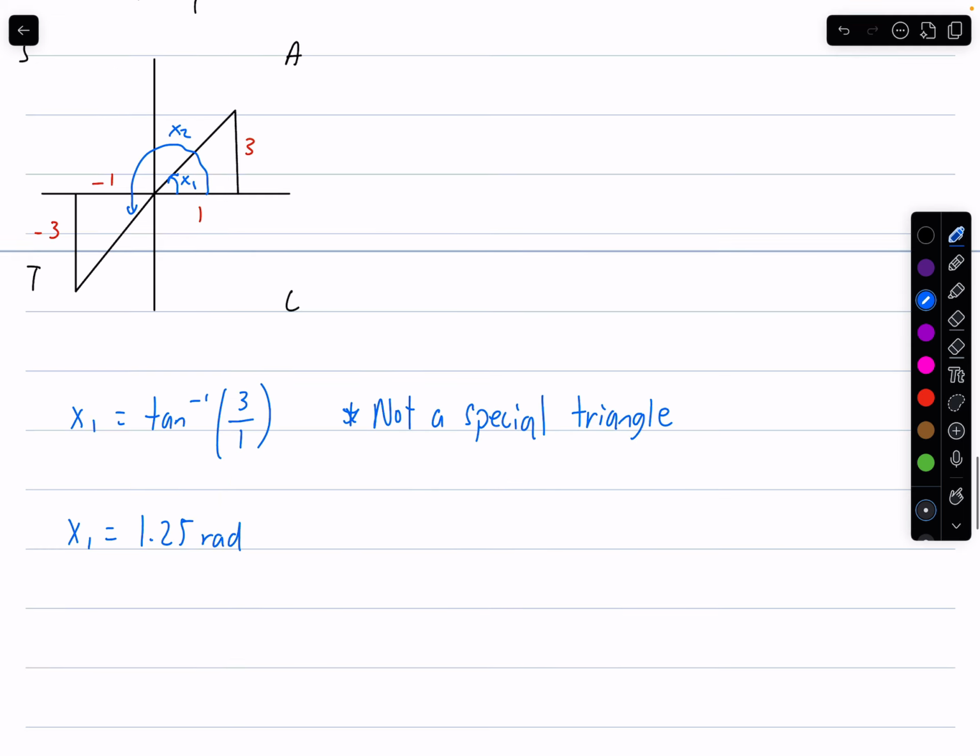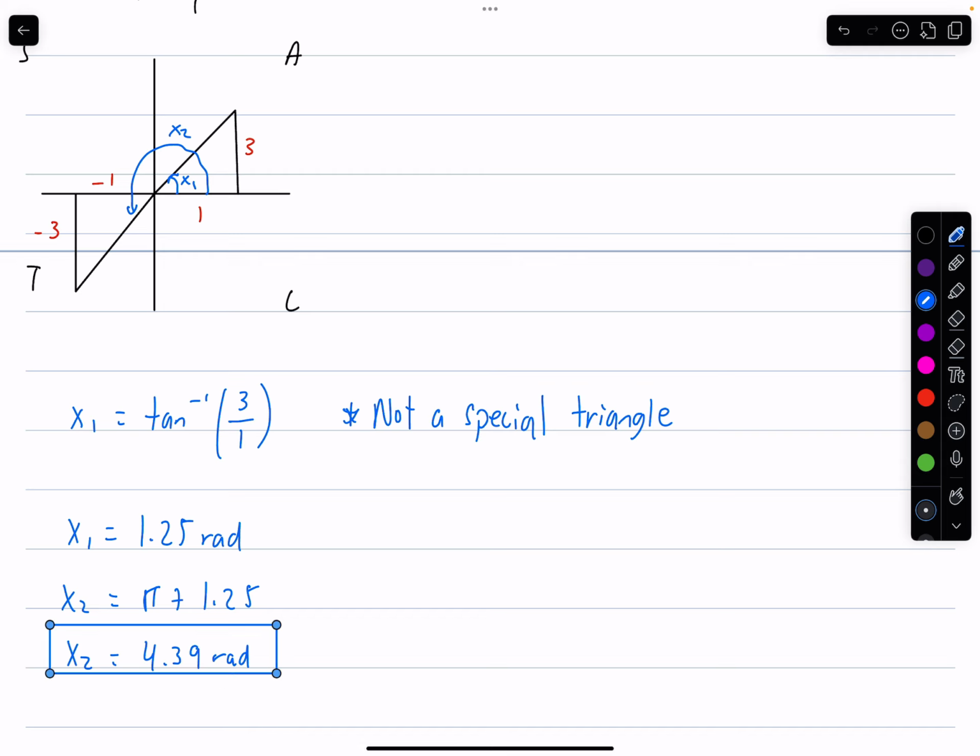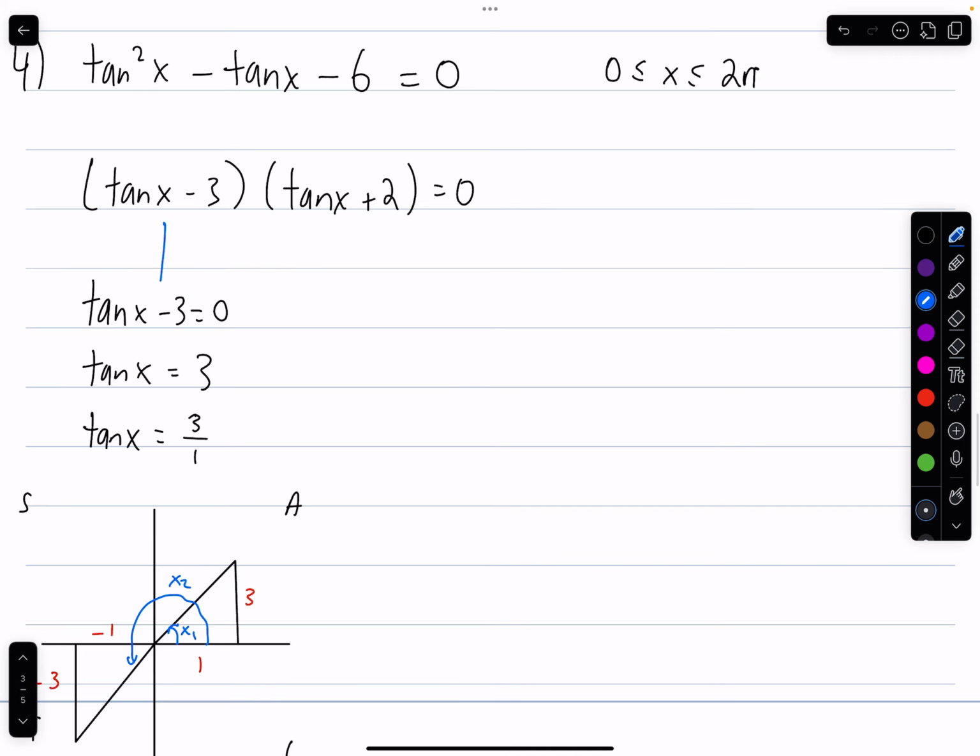Now that I have x1 as rad, I can find x2, which is just going to be pi plus the 1.25. So x2 is going to be pi plus the 1.25, which gives me 4.39 rad. So there you have it. We got our two x values from this. Remember, this is just from the left side. Let's do the other side.